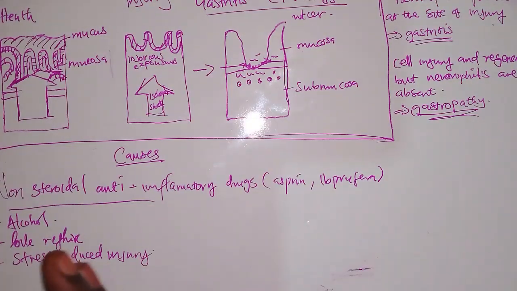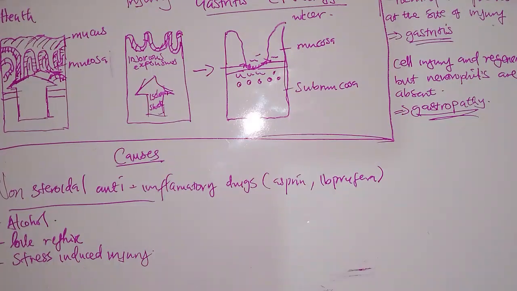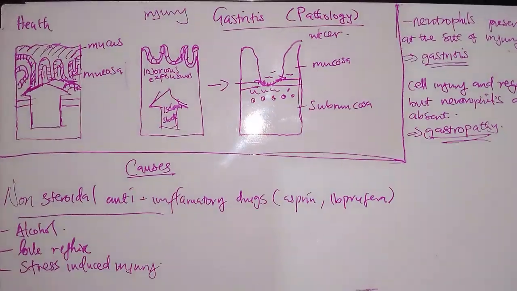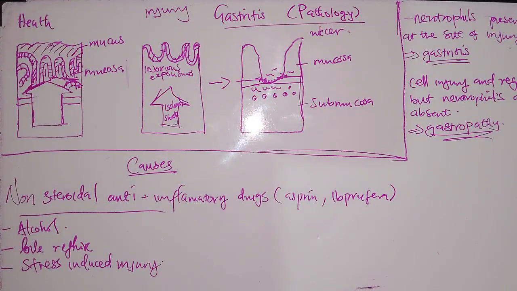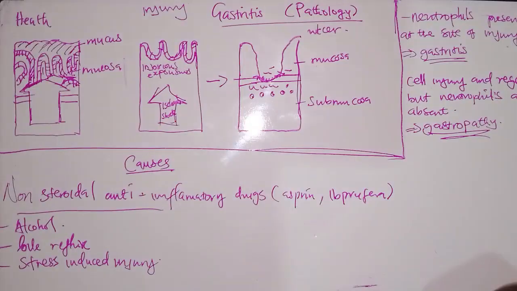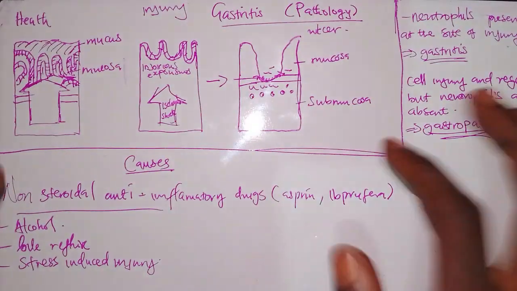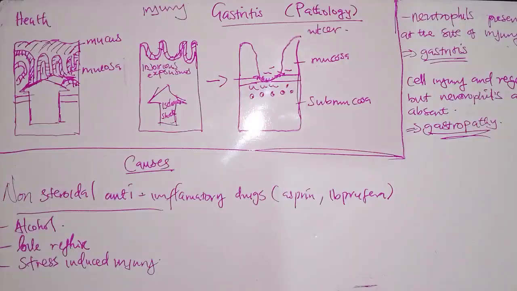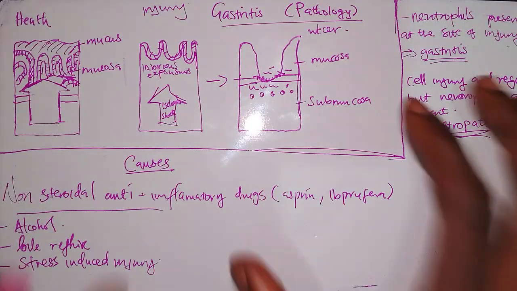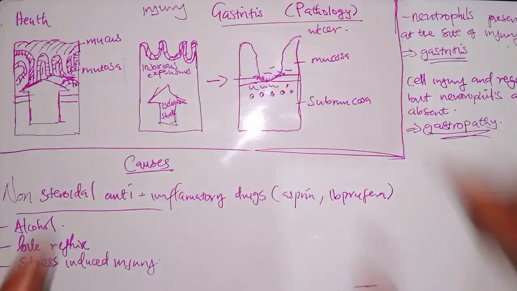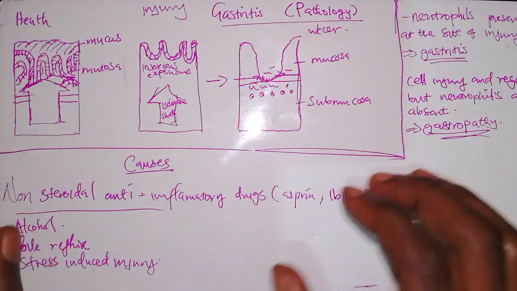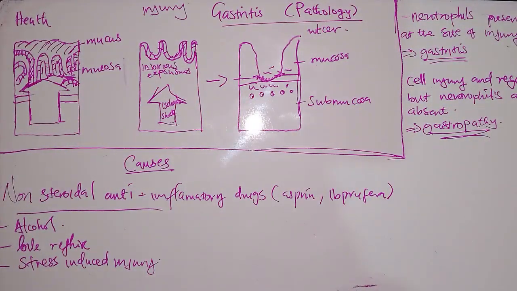When we say the pathogenesis, we are talking about the beginning of gastritis. How does gastritis start? When we are talking about the pathogenesis, we are going to be mainly focusing on this diagram here. This diagram will explain a lot about the pathogenesis of gastritis, so you need to pay particular attention to it.